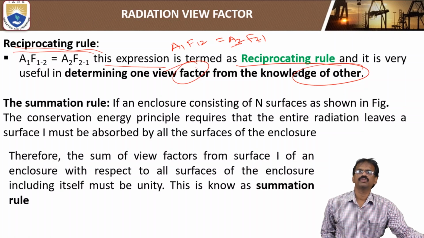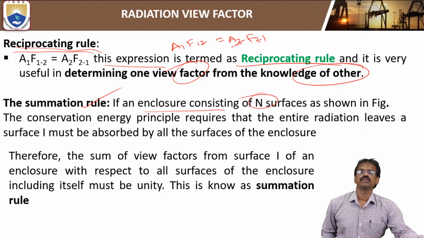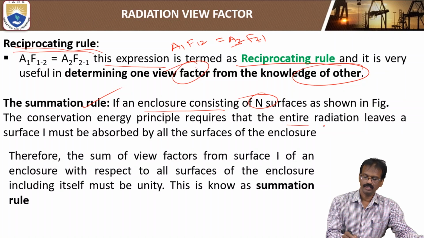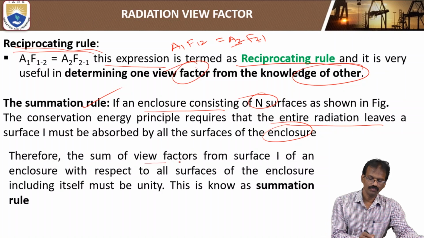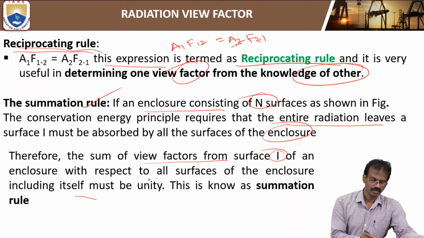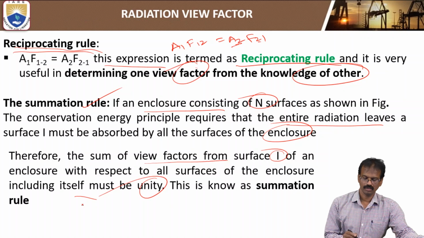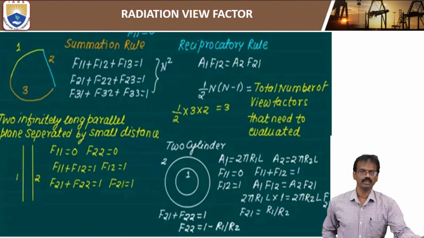So next one is the summation rule. What is the summation rule? If an enclosure consists of n surfaces, the conservation of energy principle requires that the entire radiation leaving a surface i must be absorbed by all the surfaces of the enclosure. Therefore, the sum of view factors from surface i of an enclosure with respect to all the surfaces of the enclosure, including itself, must be unity. That is known as the summation rule. These are the summation rules.